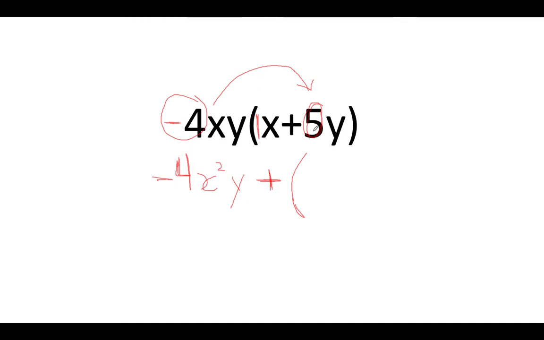Negative 4 times positive 5, so that's going to be negative 20, right? So 4 times 5 is 20, but you have a negative and positive sign, so it's going to be negative, okay? And then you do the same multiplication of the variables. Then you have x, and then you have y squared, okay? Now, putting this together, you have negative 4x squared y plus bracket negative 20xy to the 2, all right? Now remember, if I say x squared or x to the 2, that's the same thing, okay?